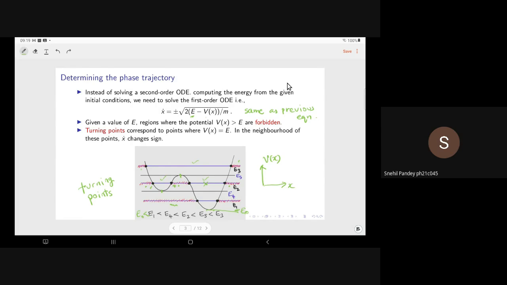Sir, what did you mean by E4 and E5 separate two different motions? For E just above E5, there's only one classically accessible region, the blue line. For E less than E5, there are two accessible regions, two separate regions. So they are different motions. For E less than E5, we have to specify, is it in the left part or is it in the right chamber? So that's extra. That's what I meant. E5 separates these two kinds of motion.